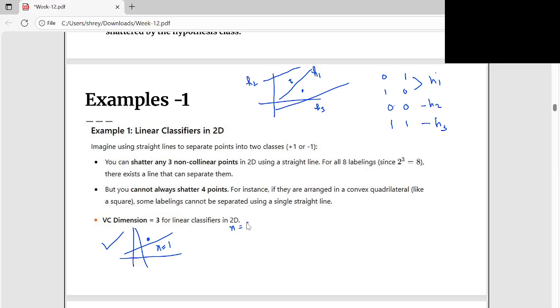Let's check for n equal to 2. For n equal to 2, there will be 2 points. I gave you the same example here. For these 2 points, if both are plus, then this can be the line. If both are minus, this can be the line. If plus minus or minus plus.